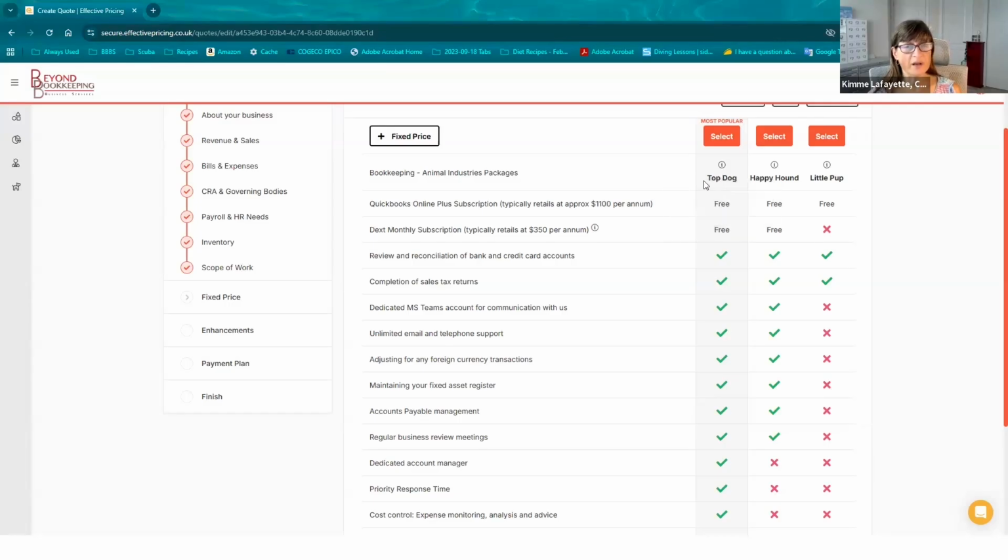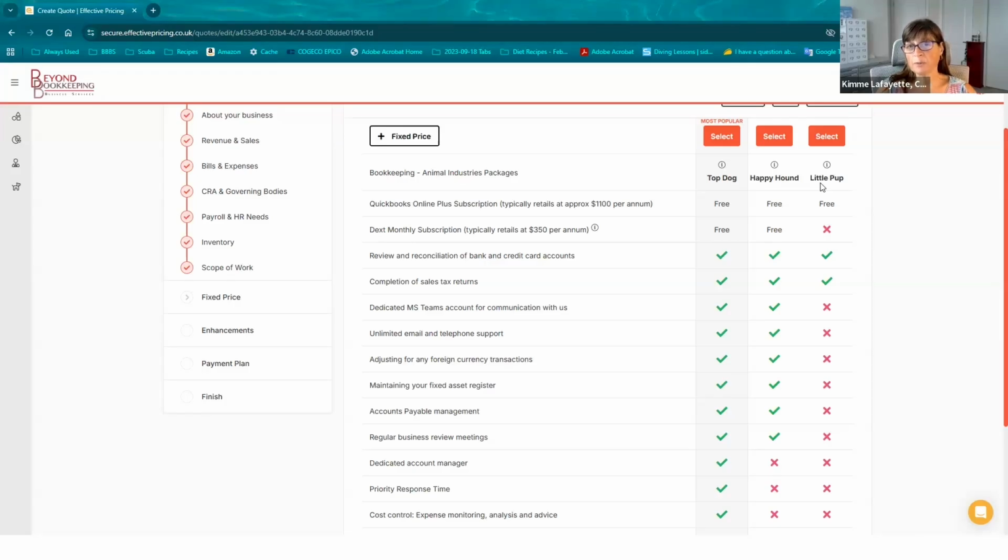So just by comparison, I know you're in Toronto. To have a full-time bookkeeper, which the Top Dog package is equivalent to, you would be looking at approximately $80,000 a year to hire a full-time bookkeeper. The Happy Hound package is like having a part-time bookkeeper. So say that would be equivalent to maybe a $40,000 a year package in your area. And then the Little Pup is the do-it-yourself.